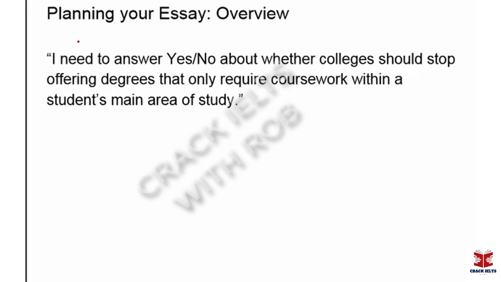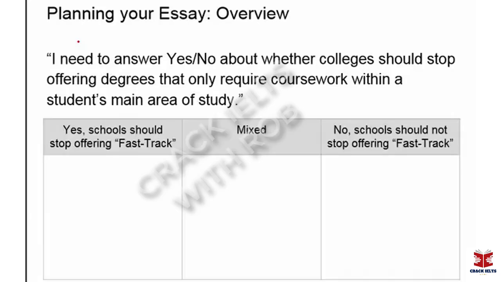So if we go back to what we're supposed to do for this essay here, we're supposed to answer yes, no about whether colleges should stop offering degrees that only require coursework within a student's main area of study. All right, in order to do all of that planning and preparing for the organization of your essay, you will need to have a very clear answer to the question. Remember, you don't need to take a really strong position on the issue that's in your prompt. You can take a mixed opinion. You can say a little bit of this and a little bit of that, and that's perfectly fine to do.